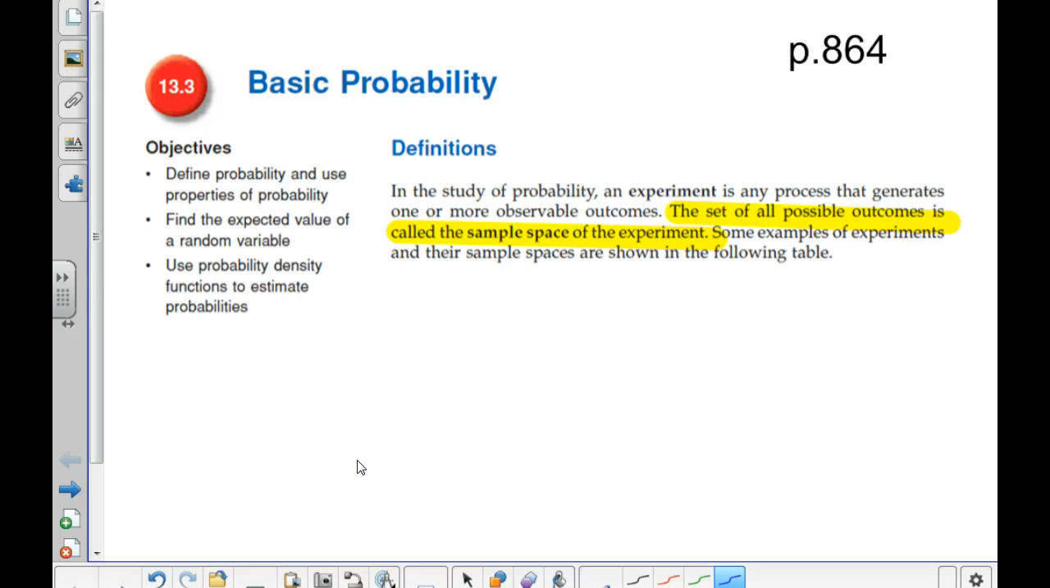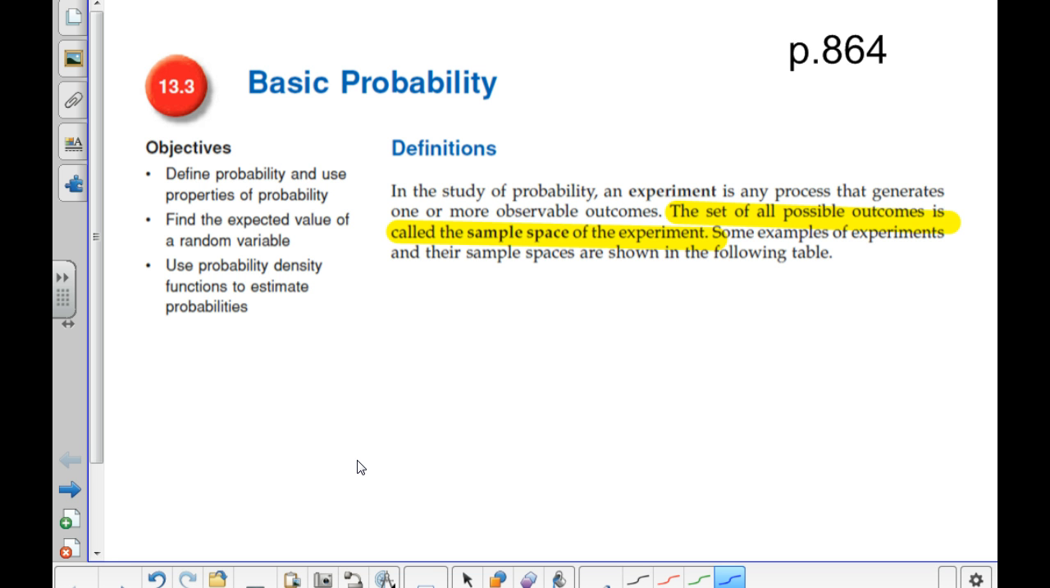We are covering 13.3 notes on page 864. This is just probability. Most of this you're going to be really good with. There's a couple new vocabulary words, okay?